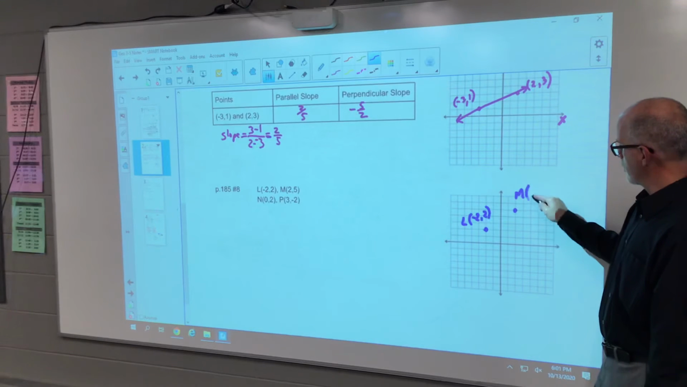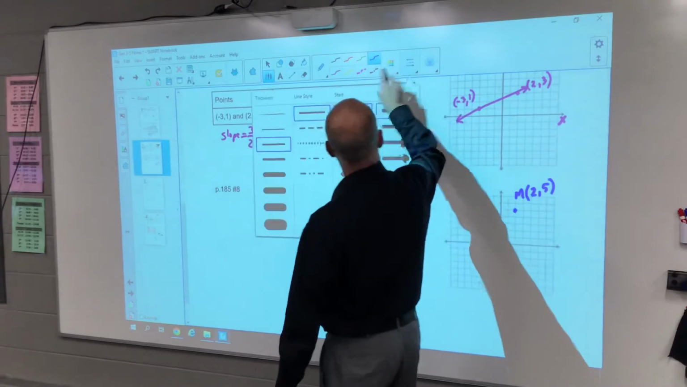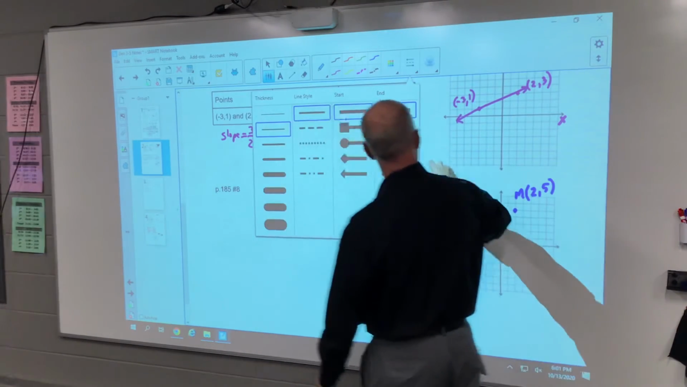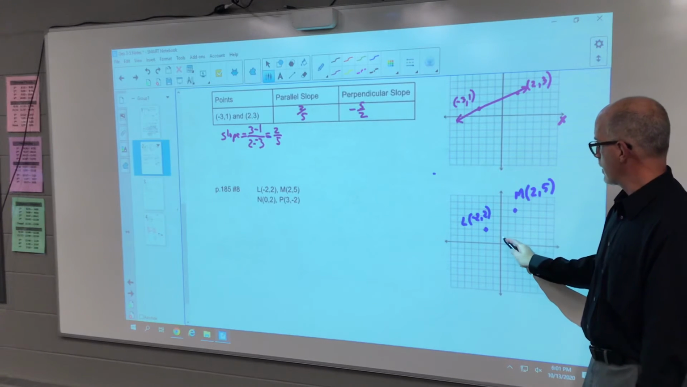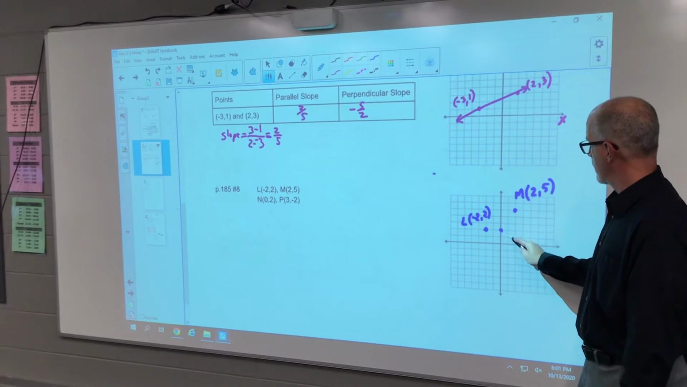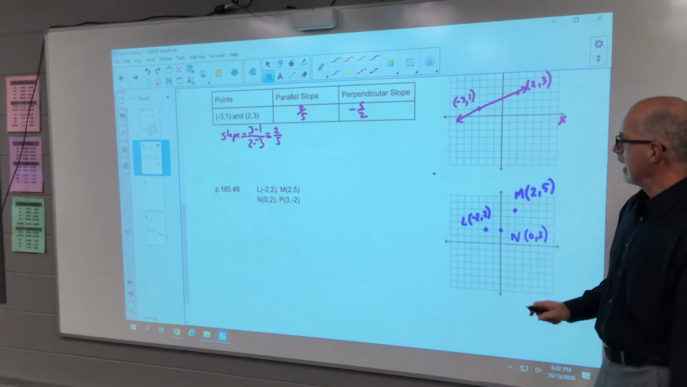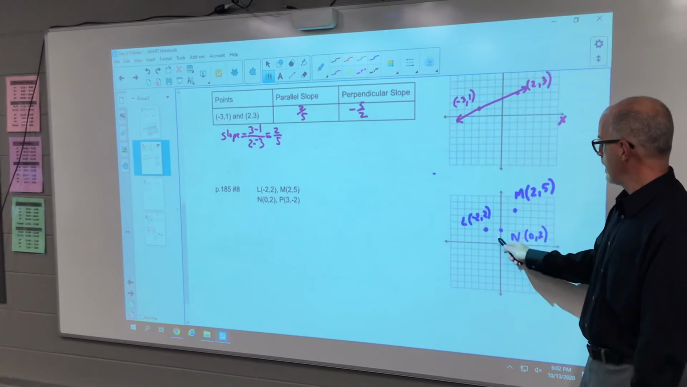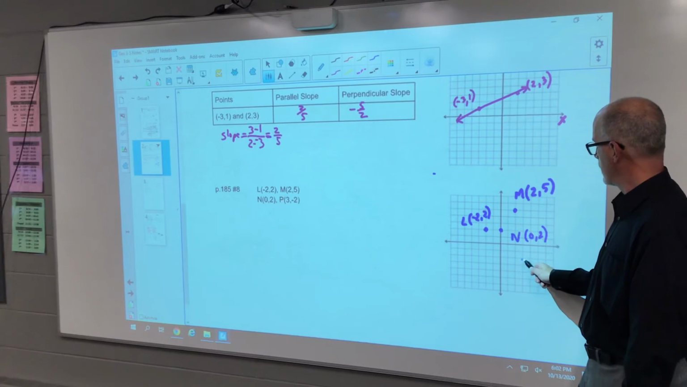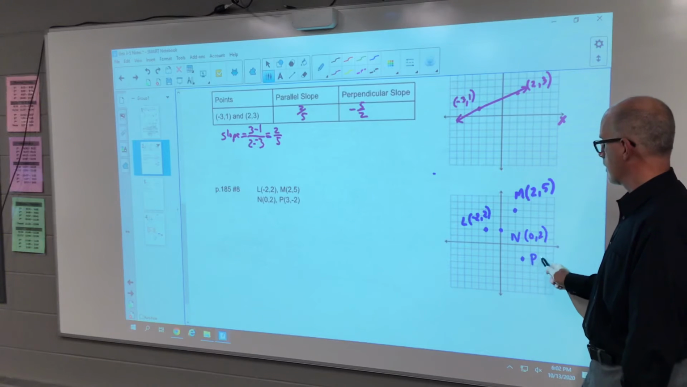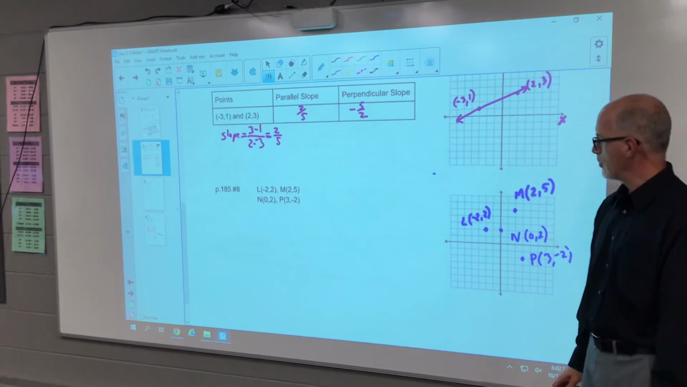M is 2, 5, 1, 2, 3, 4, 5. So M up here is 2, 5. Let me make it a little smaller. All right, and let's do N is 0, 2. So that's going to be right here. So N is 0, 2. And P is 3, negative 2. So 3, negative 2 takes me right there. So we plotted all those points.